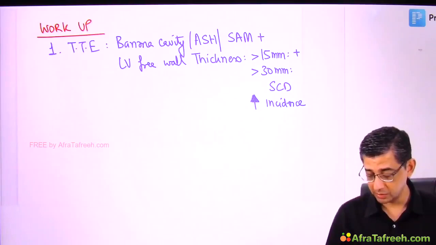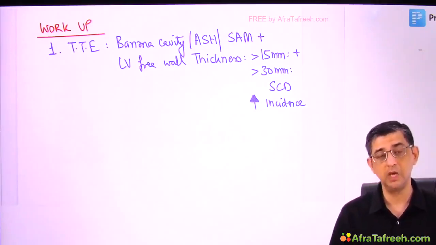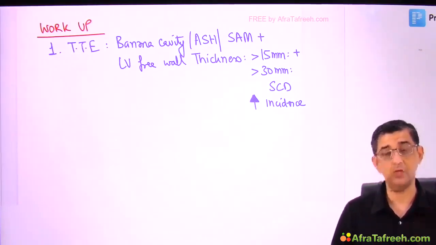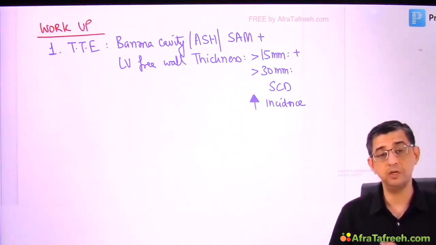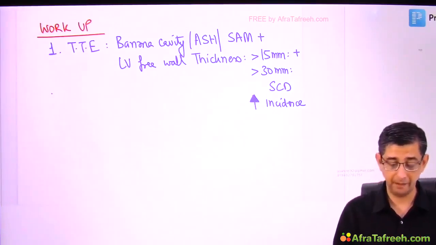Many times in the discussion, I have asked you this question, that what is the major mortality reducing intervention that you would like to do for these patients. I will explain to you the technical aspects of ICD as we progress, but I've given you the answer already. Implantable cardioverter defibrillator is the major mortality reducing intervention in these patients, considering that if the wall is more than 30 millimeter, the chances of death can definitely occur.